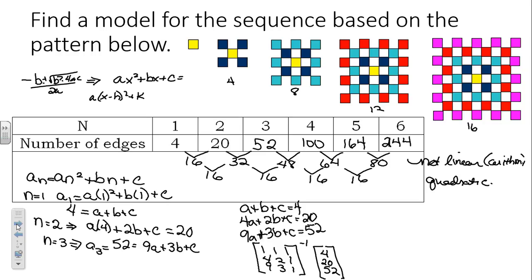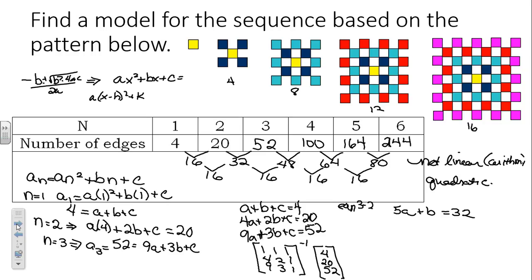If anyone wants to see Cramer's rule, I'm happy to do Cramer's rule. Okay, let's use elimination. Let's take our third equation minus our second, so we'll get rid of our c's. So equation 3 minus 2: 9 minus 4 is 5a, 3b minus 2b is b, c minus c is gone, and 52 minus 20 is 32.